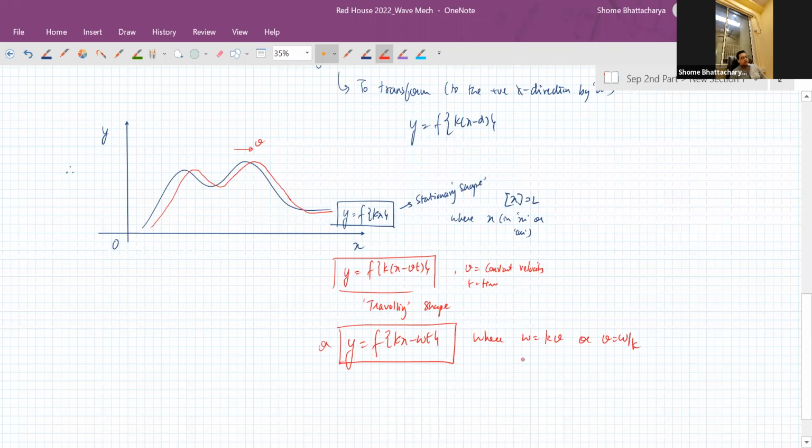So omega is a constant. So this is a traveling shape. It travels or propagates along the x-axis. Okay, so it is a constant such that its dimension is time inverse, just as k is a constant whose dimension is length inverse.